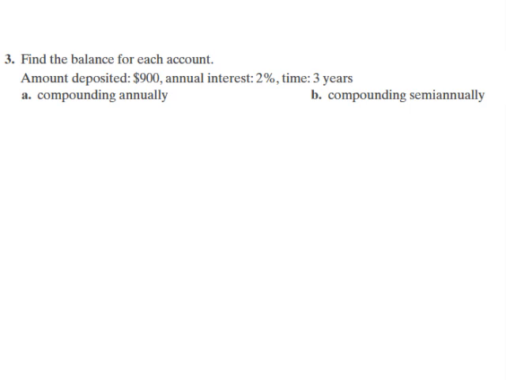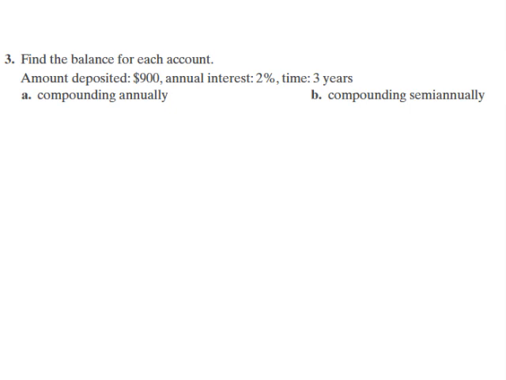For this final quick check, you're going to find the balance for each account. There's an annual deposit, or the amount of the deposit is $900. There's annual interest at 2%, and the time is for 3 years. The first one, we're going to compound it annually. So that means there will be 3 times that the interest rate is figured. For B, it's compounded semi-annually, so it's 6 times, but because it's compounded twice a year, the interest rate would be only 1% that we figure in the problem.